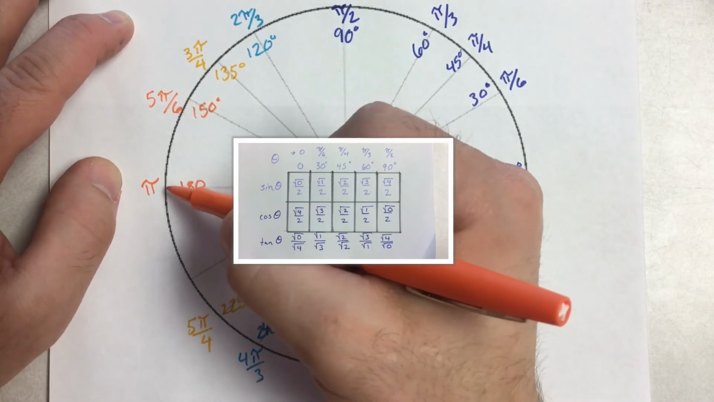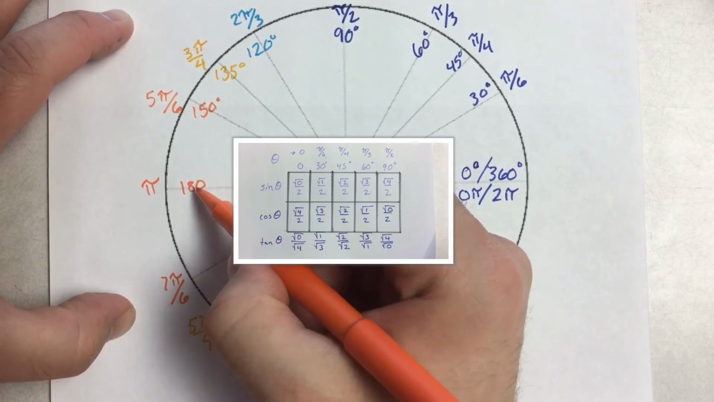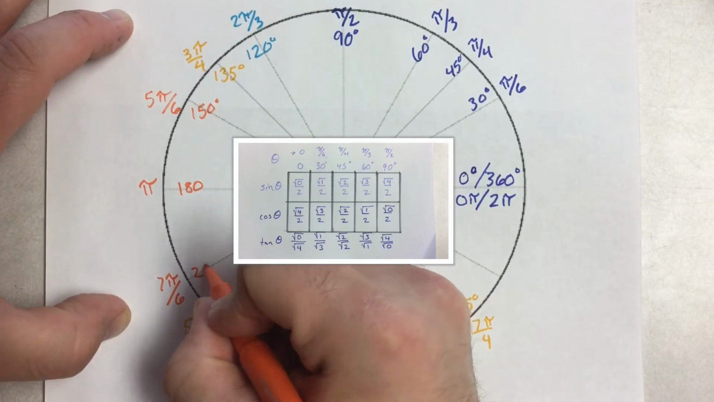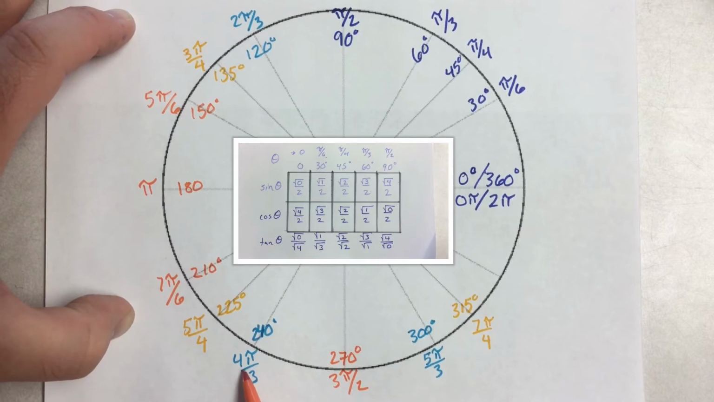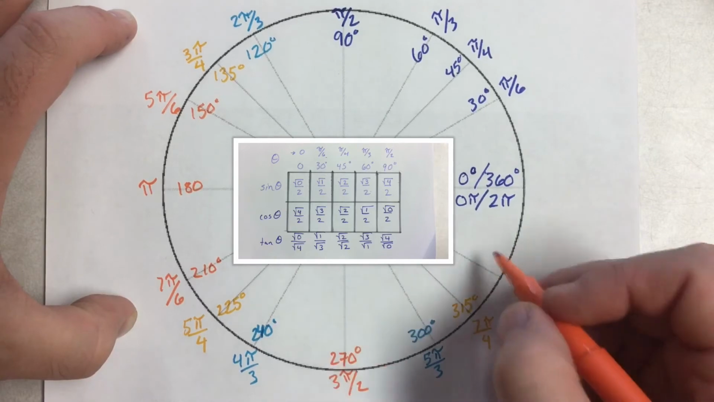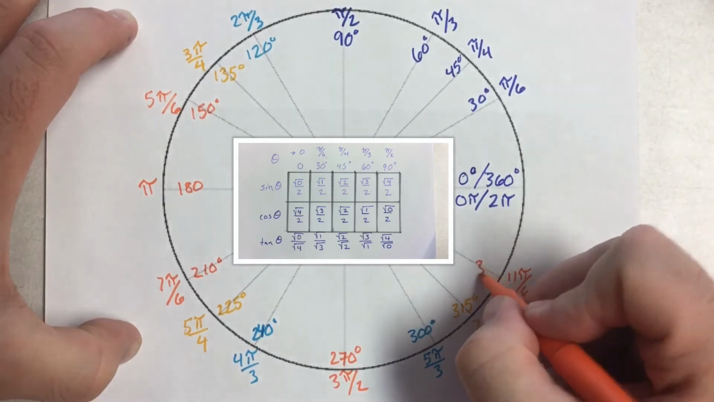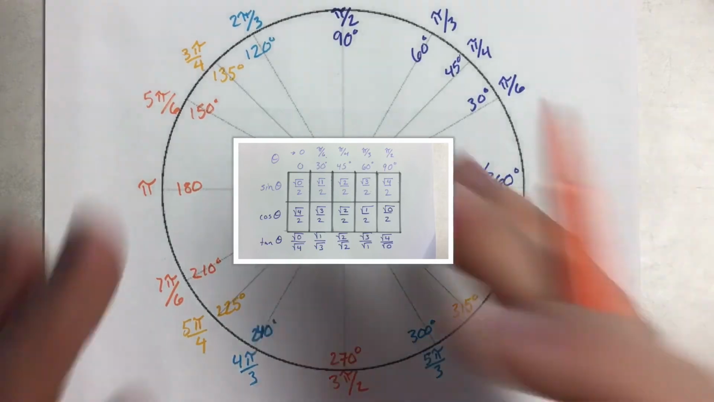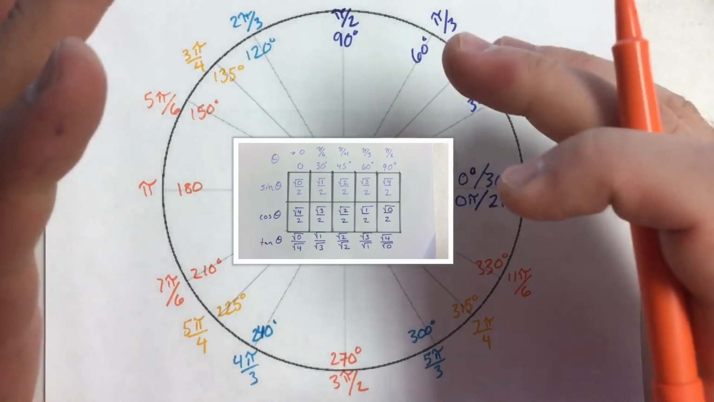So 5, it's 6 pi over 6, 7 pi over 6. Adding 30 to 180 gives me 210 degrees. Adding 30, so that's 8 pi over 6, 9 pi over 6, 10 pi over 6, 11 pi over 6, or it'd be 330 degrees. So in terms of memorizing this unit circle, we have to know where the angles are. That's one part of doing this.